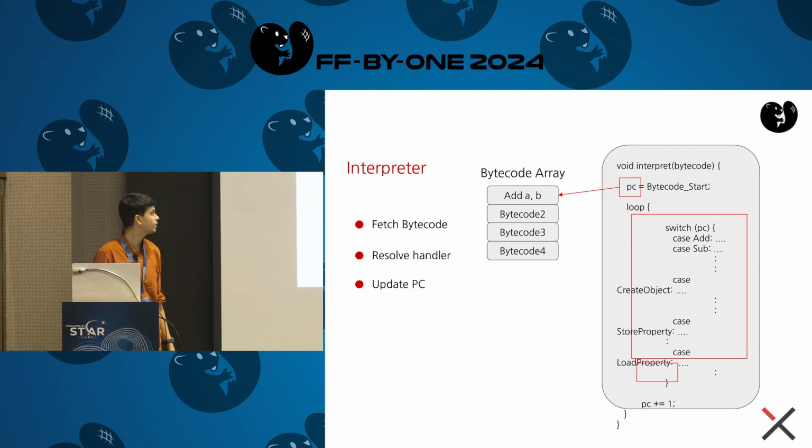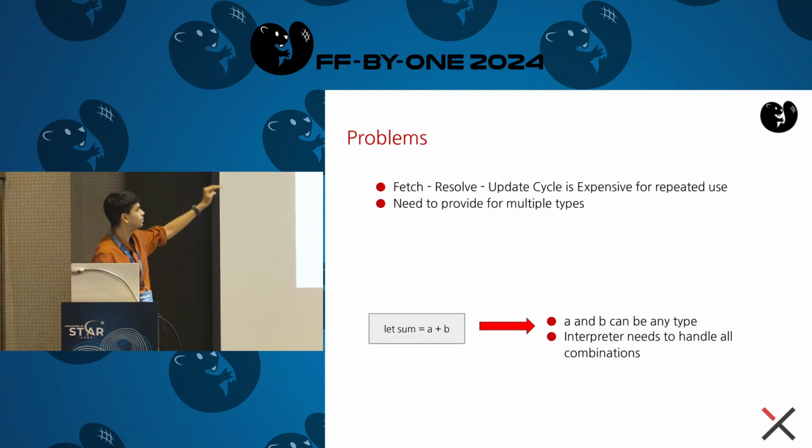The interpreter will fetch one instruction from the bytecode. It will resolve the handler for this instruction and execute it. And after that, it will update the PC to point to the next instruction in the bytecode. And this loop is going to go on. So this is basically a fetch, resolve, update. First fetch the bytecode, resolve the handler, update the PC.